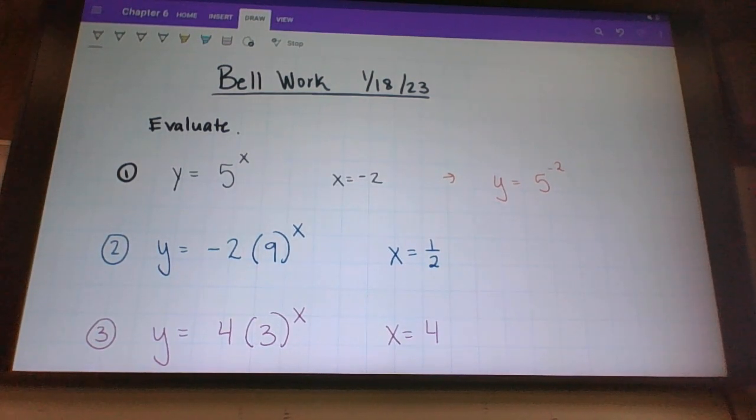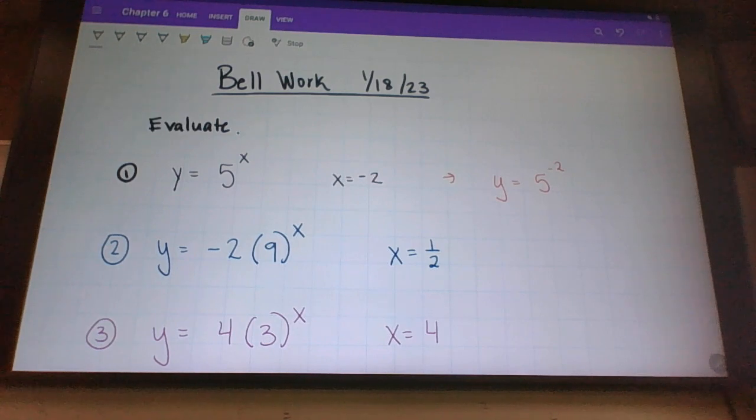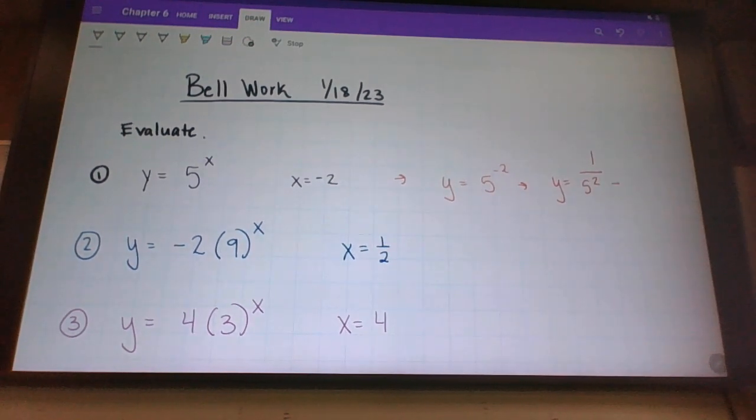Alright, so I have a negative exponent. The rule about negative exponents is that they belong under 1. So I'm going to make this y equals 1 over 5 squared. Y equals 1/25.